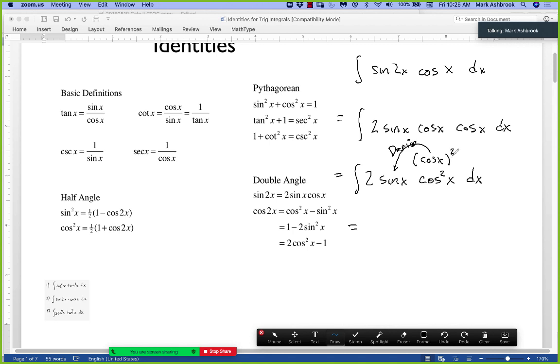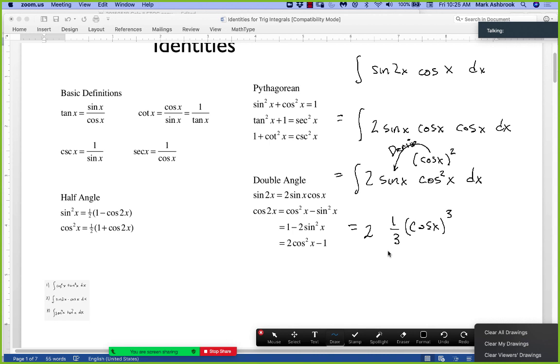Chain rule. All right, so chain rule means cosine x to what power? To the third. We have this 2 coming along for the ride. So we're going to need 1/3 for the 3. Anything else? What is the derivative of cosine? Negative sine. A negative that we don't have here, right? Therefore, negative 2 times 1/3 cosine cubed plus c.